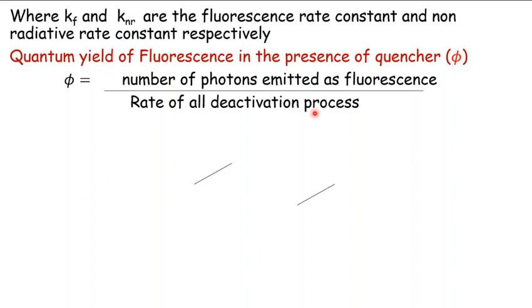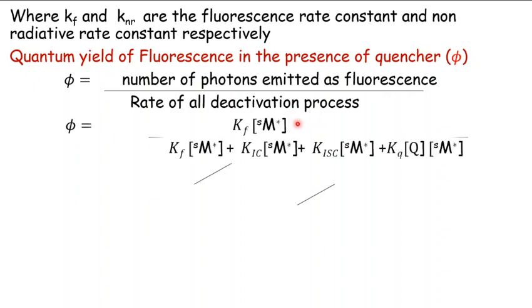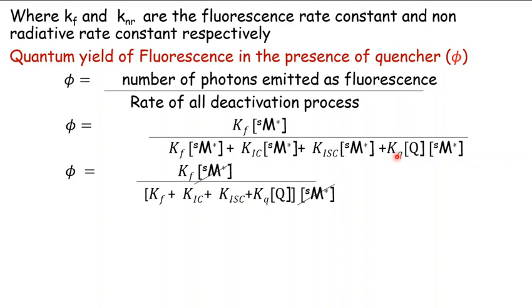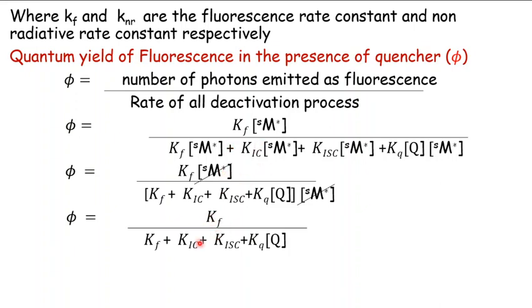So one more deactivation process is added, and we will have to include this quencher as well. That's why we write here this will be Kf, the rate in case of fluorescence, then internal conversion, intersystem crossing, and this rate will be due to the presence of the quencher. This is the concentration of quencher, Q, and this is the rate constant. Again we take M common in the denominator, and phi will be equal to Kf divided by Kf plus Kic plus Kisc plus Kq. But one thing we have to keep in mind, we have to keep these k's as small.